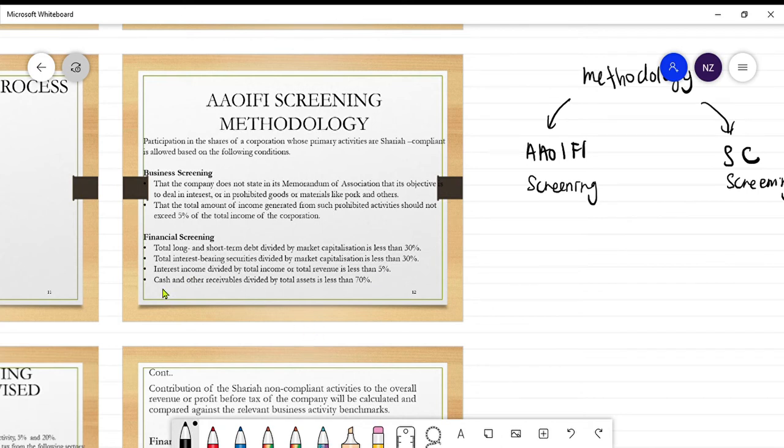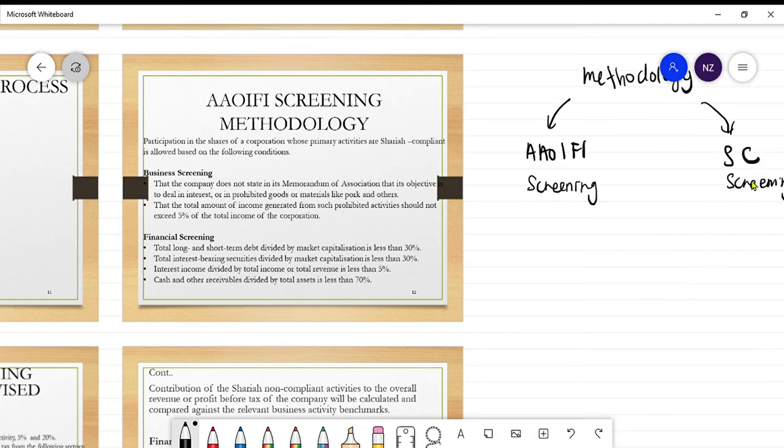Kita kena kira pula the last calculation, which is on cash and other receivables divided by the total asset. It must be less than 70%. So if it is less than 70%, means it's still under Sharia compliance benchmark. If it is more than 70%, so kita tak boleh mark the company as a Sharia compliant company. Okay, that one is under IOV screening.